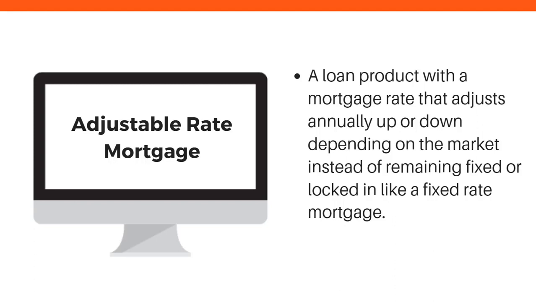So here we go with the adjustable rate mortgage. This is a loan product that banks offer, and it's with a mortgage rate, an interest rate that adjusts annually up or down depending on the market instead of remaining fixed or locked in like a fixed rate mortgage would. So if you get an adjustable rate mortgage, there might be a period of time where that loan rate locks, but after that period ends, the interest rate could start going up or it can start going down depending on what the mortgage interest rate market is doing. So there's pros and cons to it, but it's an option if you are looking into financing.